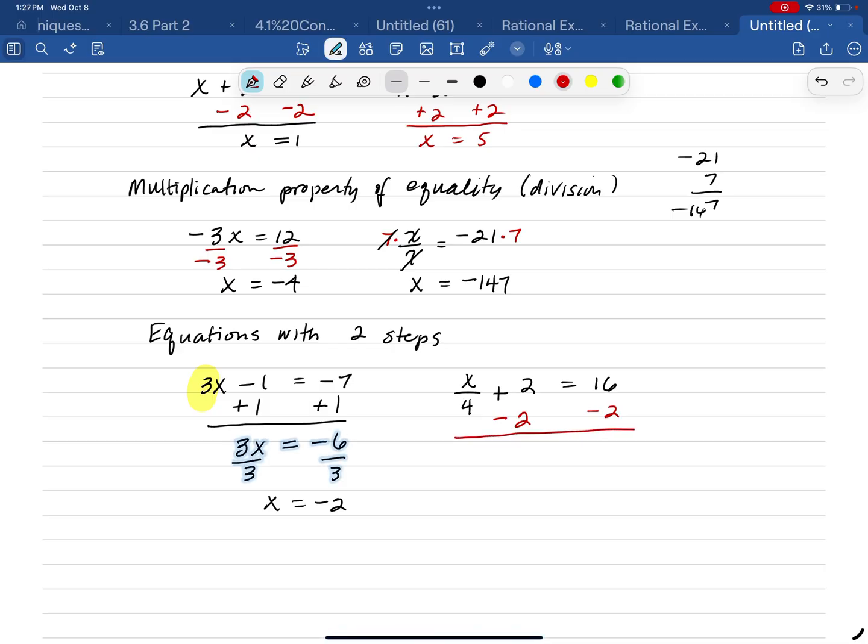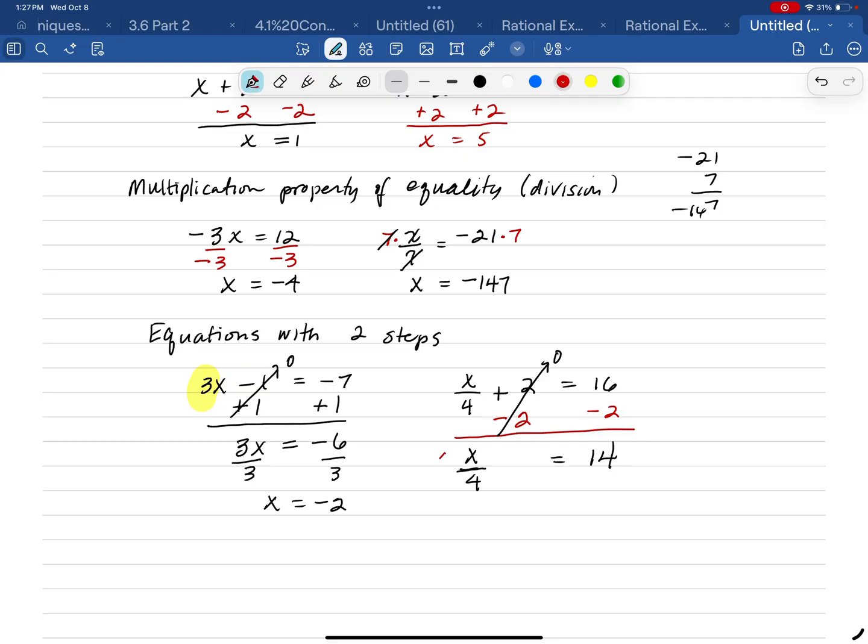So here I would get x over 4. Now 2 and negative 2, that's 0. Just like here, that's a 0. All right? So we have to make sure we do it on both sides. 16 subtract 2 is 14. Now I've got division by 4.